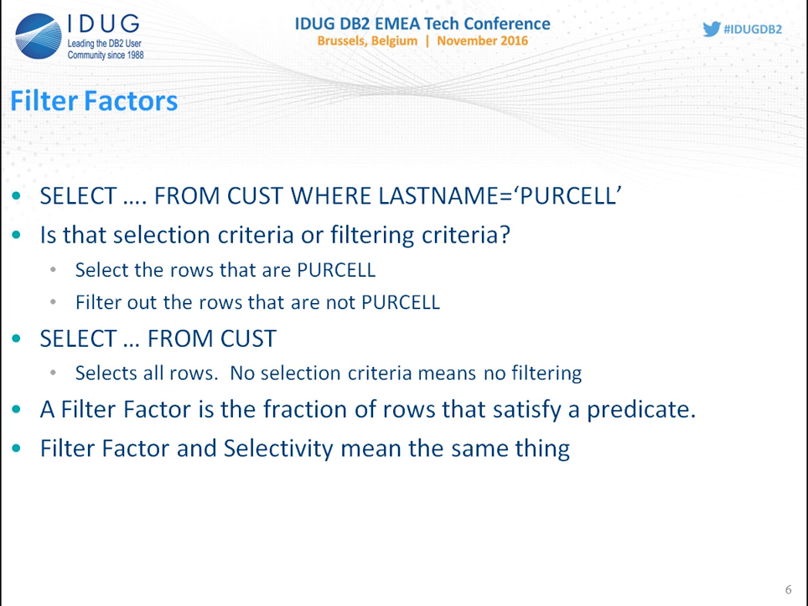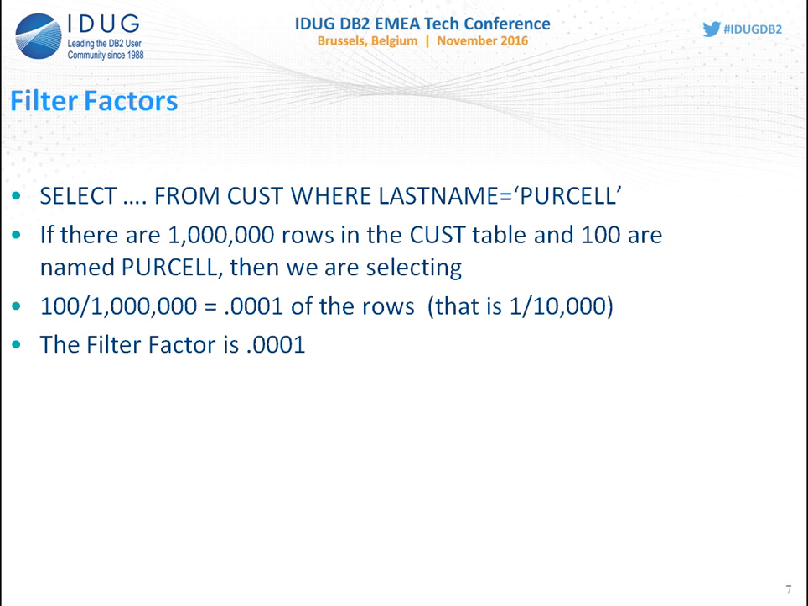Now, why would we think of it that way? Well, if you have a query with no where clause, that means we're selecting all the rows. So no selection criteria really means no filtering criteria. So the filter factor is the fraction of rows that satisfy a predicate. The words filter factor and selectivity really mean the same thing. And selectivity is probably a better word, but both are used.